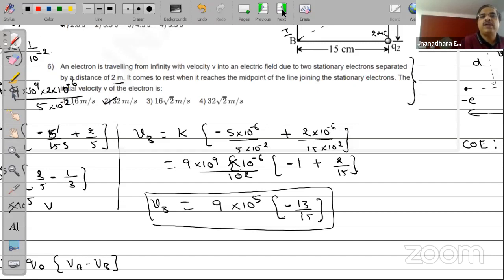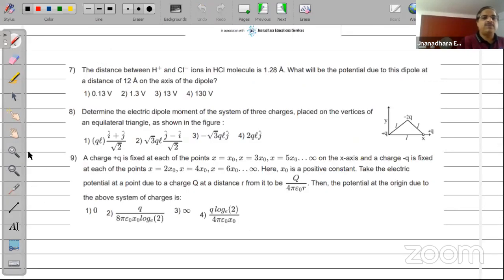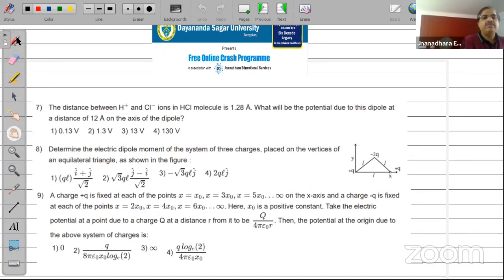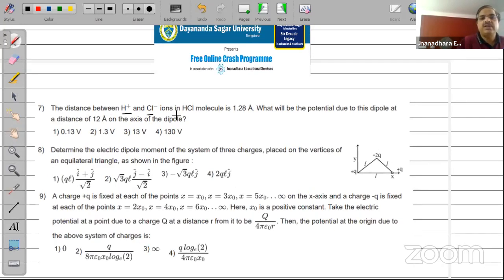So I'm going to my next slide, which will be showing you some more problems on this one. The distance between H and Cl ions in an HCl molecule is 1.28 angstroms. What will be the potential due to this dipole at a distance of 12 angstroms on the axis of the dipole?